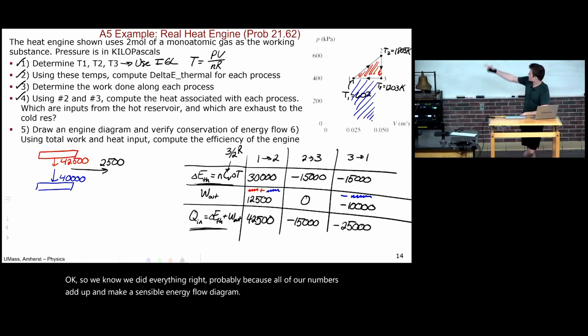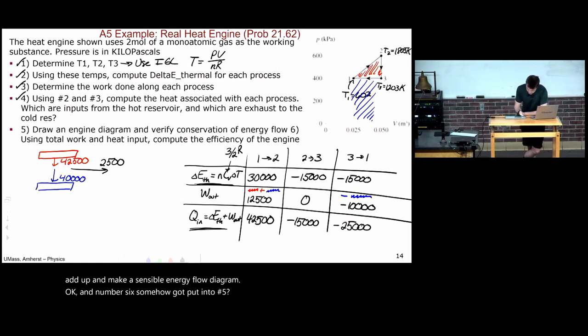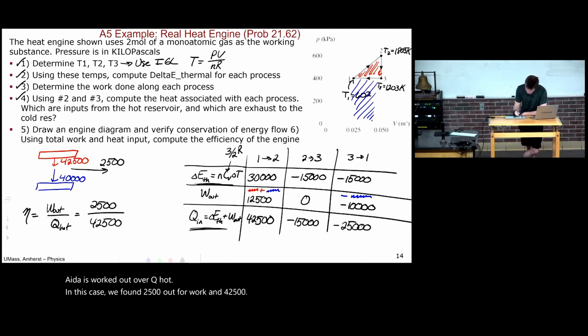Okay, and number six somehow got put into number five. So eta is work out over Q hot. In this case, we found 2,500 out for work and 42,500 for Q hot, which gives us an efficiency of 0.059, or about 6%.